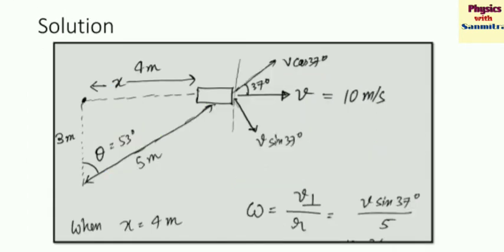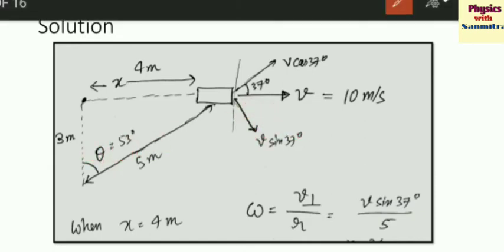Therefore I can write, see, I have already resolved it into components. See, when x is equal to 4 meter, the theta is 53 degree, this is 53, this is 37. Omega is equal to V perpendicular divided by R. So R is the distance and V perpendicular is this one. Only this one is contributing to this. Now see, in circular motion what happens? In circular motion this radius is constant.